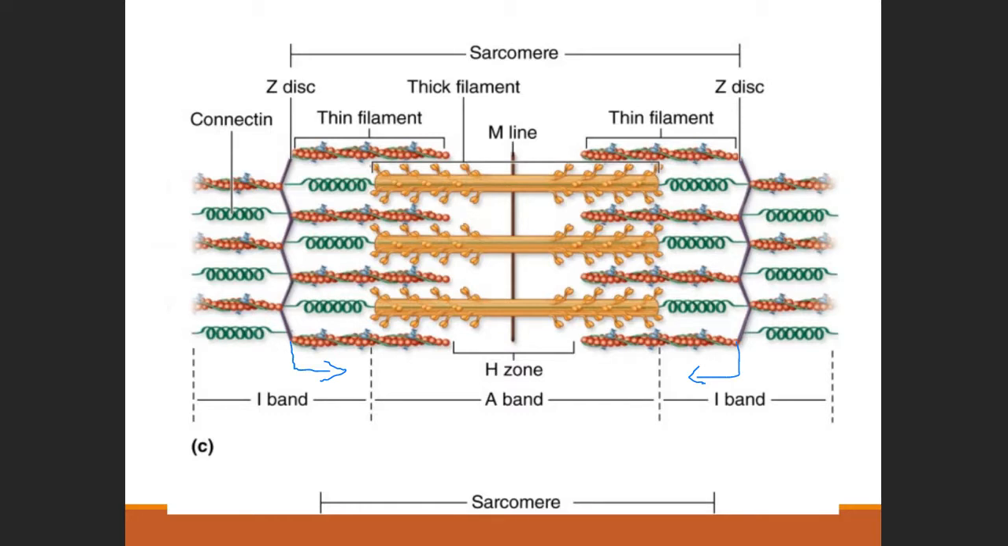So let's look at the H zone. That's a great place to start. The H zone is the part of the sarcomere where all you get is myosin. It's from the tip of this actin to the tip of that actin. So all you see in the H zone is myosin filament.